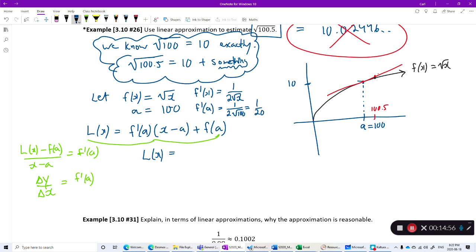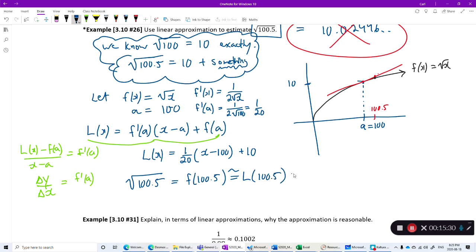So the linear approximation is 1 over 20 times x minus 100, plus, what is f of a? 10. Right, so I'm ready to write the answer then. I know that the square root of 100.5 is approximately, which is f of 100.5 is approximately L of 100.5, which is 1/20th times 100.5 minus 100, plus 10.